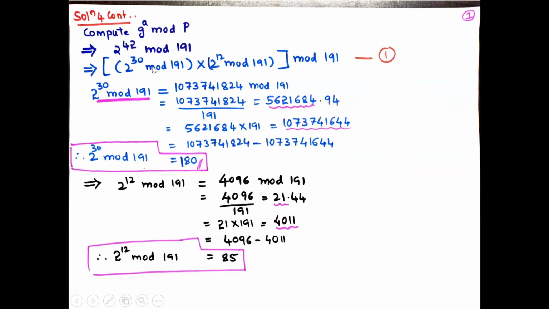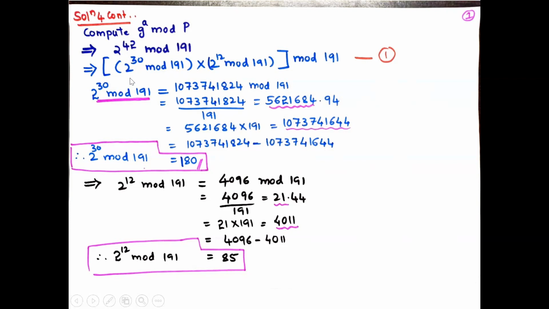We have found out this value. Similarly, we need to calculate 2 raised to 12 mod 191. 2 raised to 12 is nothing but 4096 mod 191. How to do that? Divide 4096 by 191. The answer is 21.44. Take out only the decimal part and multiply it with the modulus value. 21 into 191 is 4011, and it has to be subtracted from 4096, and the value comes around 85.